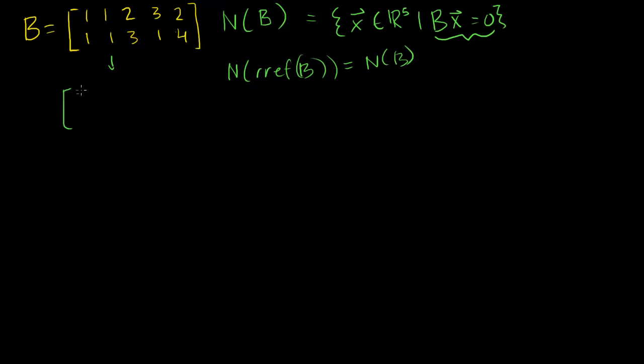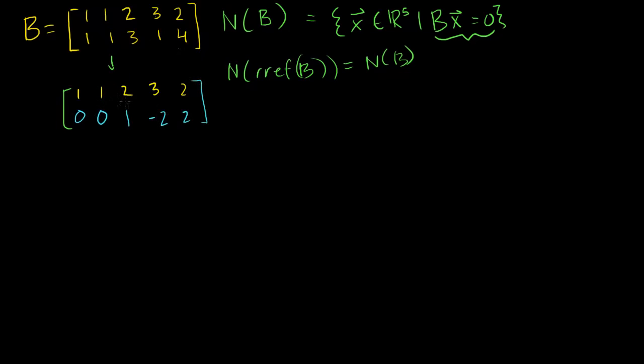Row 1 doesn't change. It's just 1, 1, 2, 3, 2. And then row 2 minus row 1: 1 minus 1 is 0. 1 minus 1 is 0. 3 minus 2 is 1. 1 minus 3 is minus 2. 4 minus 2 is 2. We're almost there.